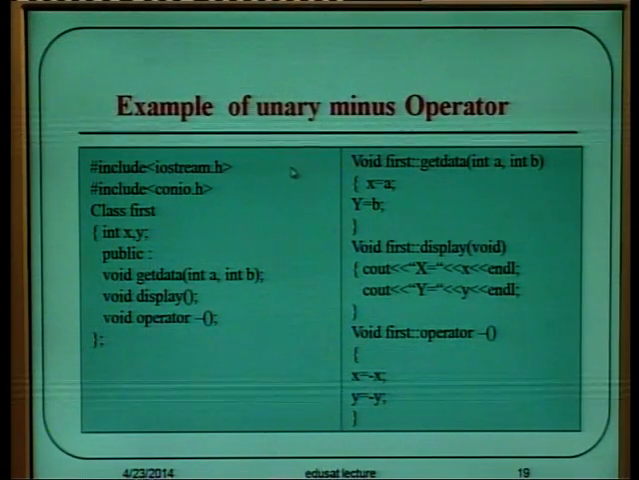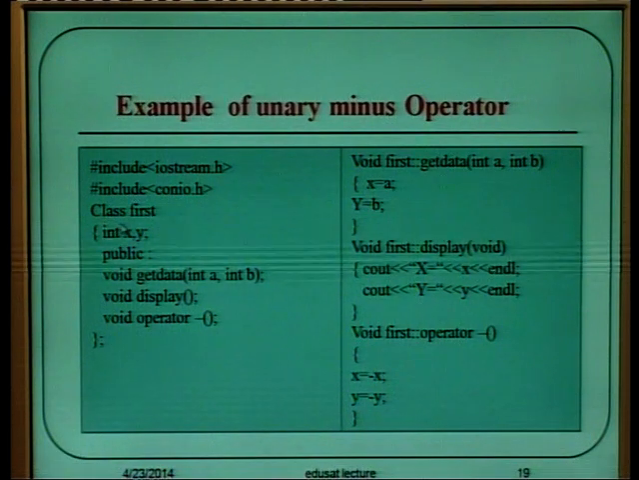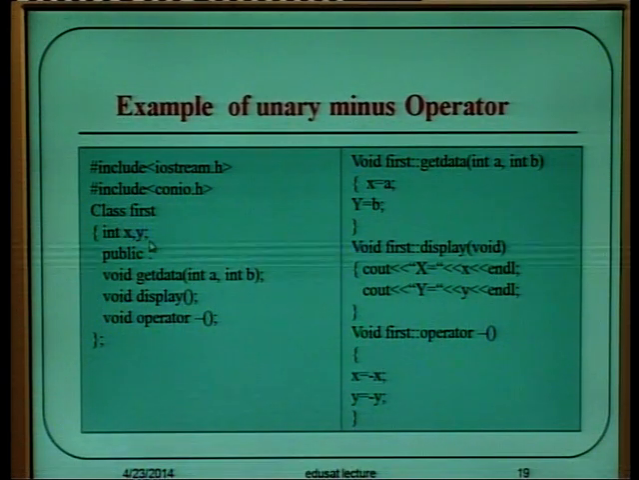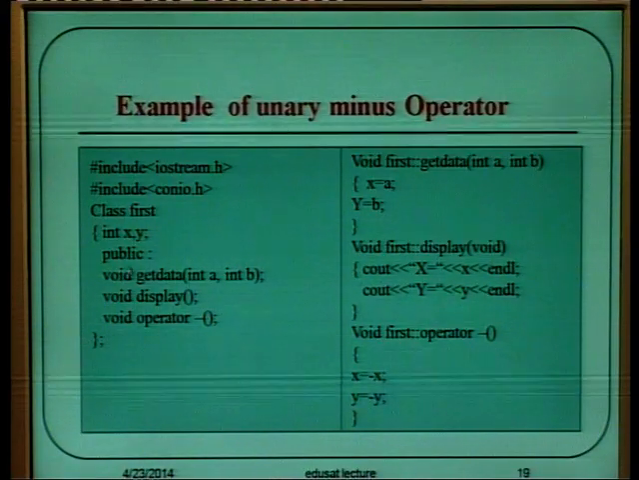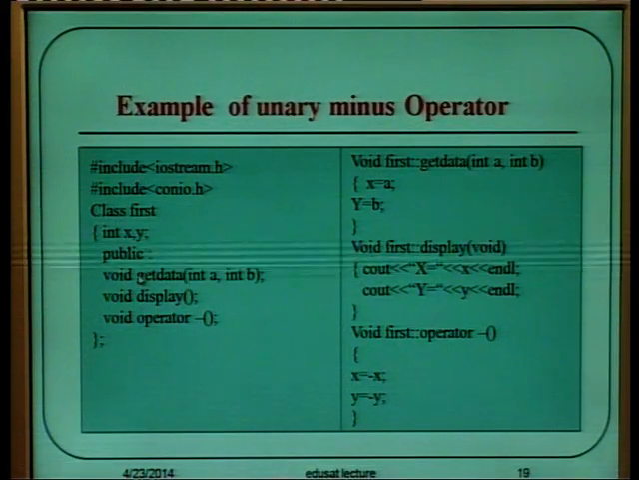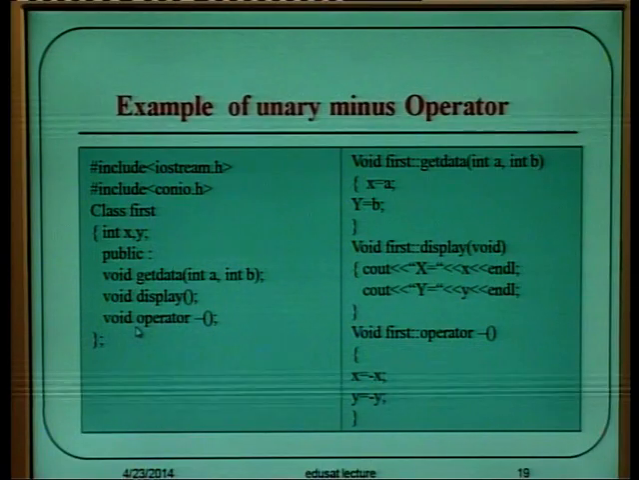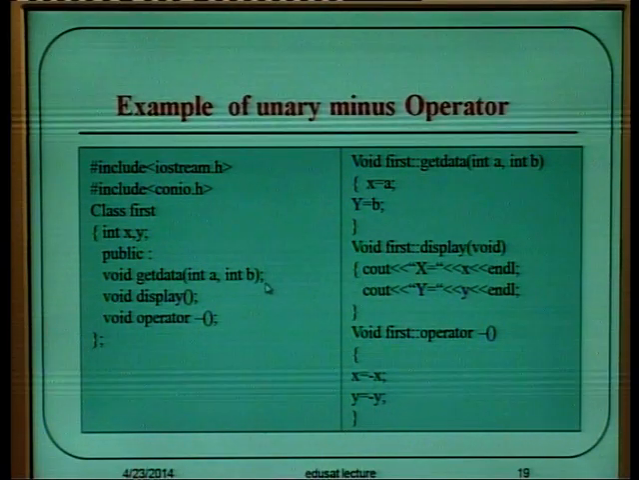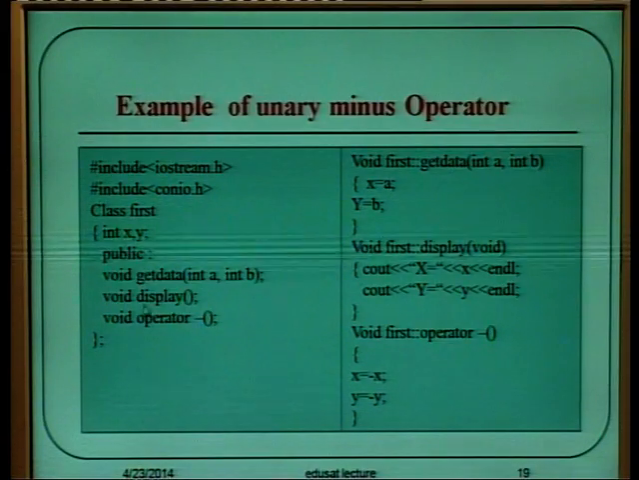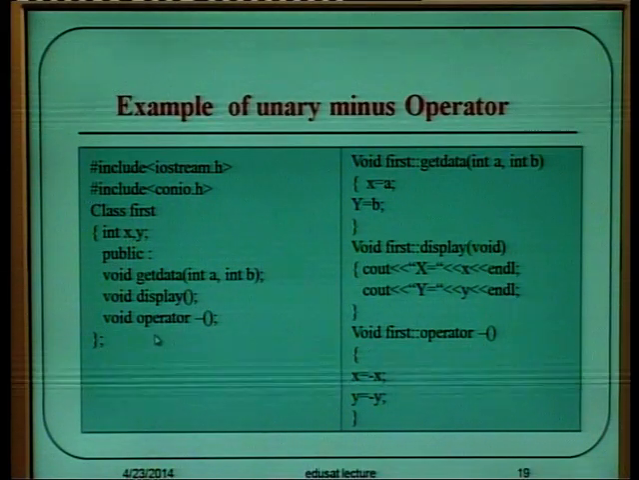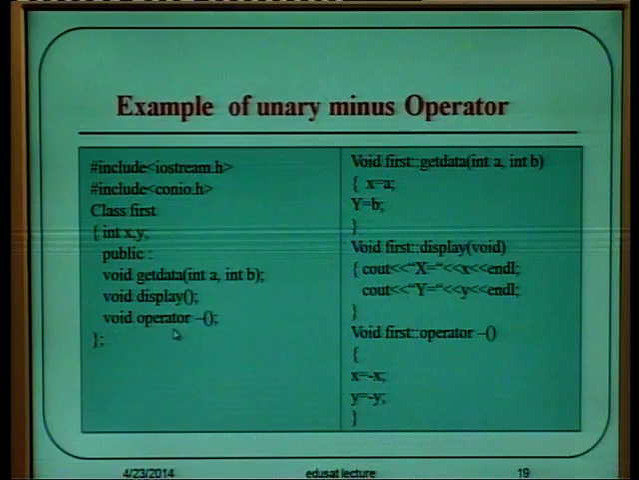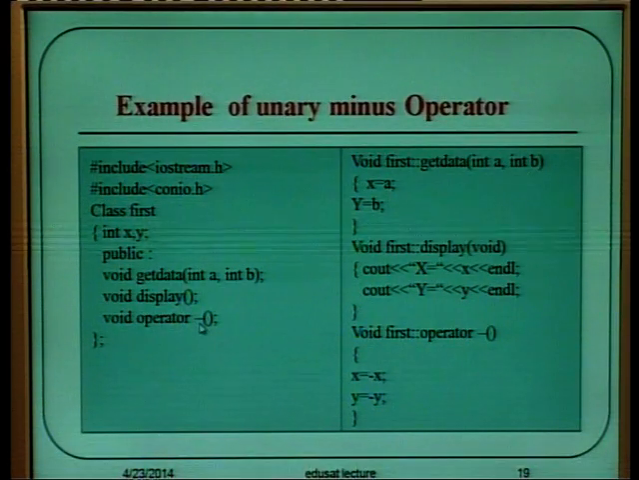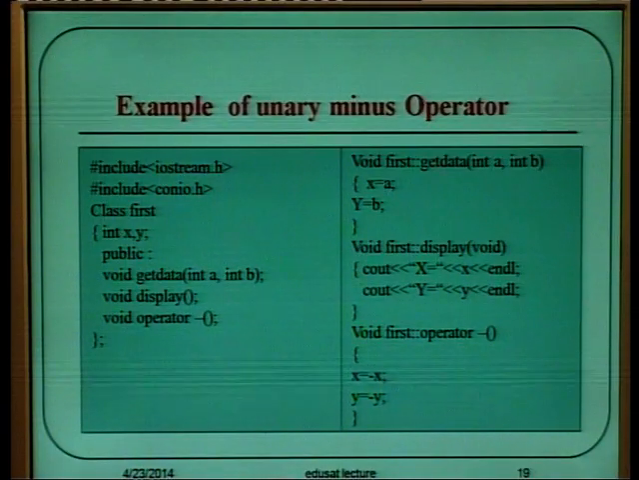It is a unary operator example. Class first has two integer variables, x and y. In the public section we are declaring three functions. First is get data, passing two parameters, then the display function, and main is the operator overloading. Which operator is overloaded? The minus operator. Minus is a unary operator.